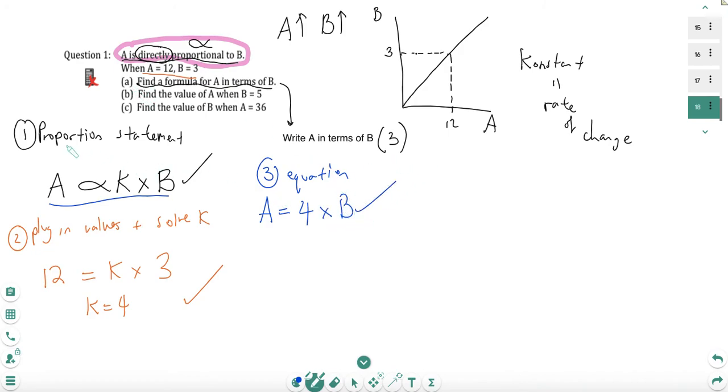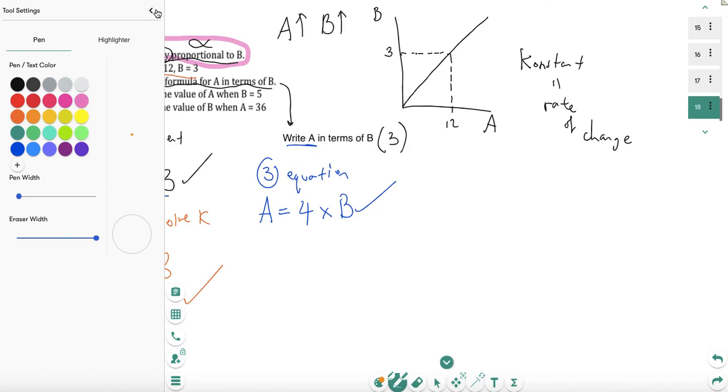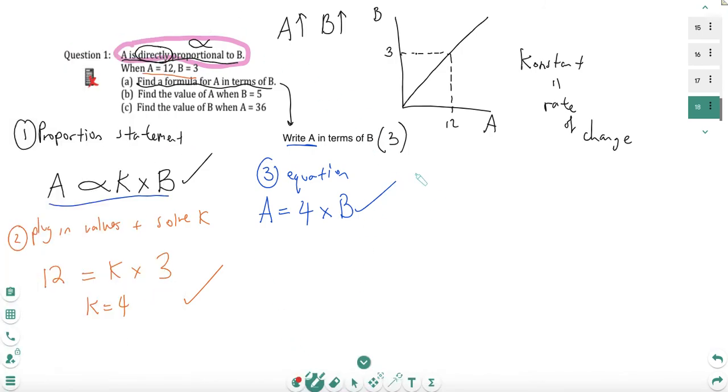That's it. You write your proportion statement, you plug in the values and solve for K, and you write your equation. Find a formula for A in terms of B. Well, here's our formula. Here's a formula for A in terms of B. Or here, write A in terms of B. So that's our answer to part A, okay? It's a 3-step process. Now let's do question B, okay?